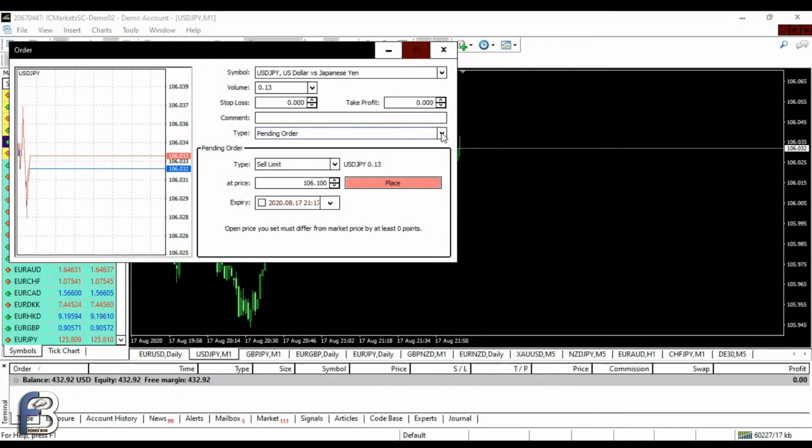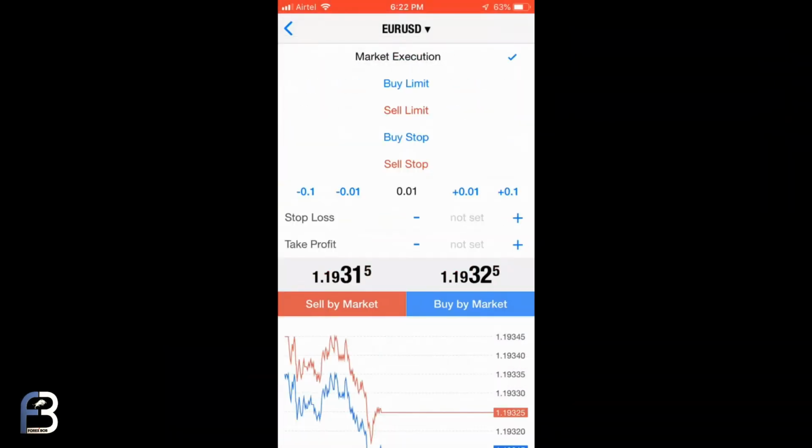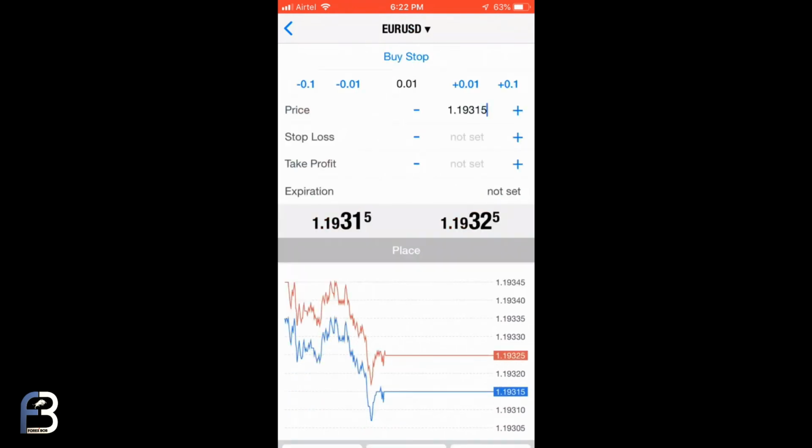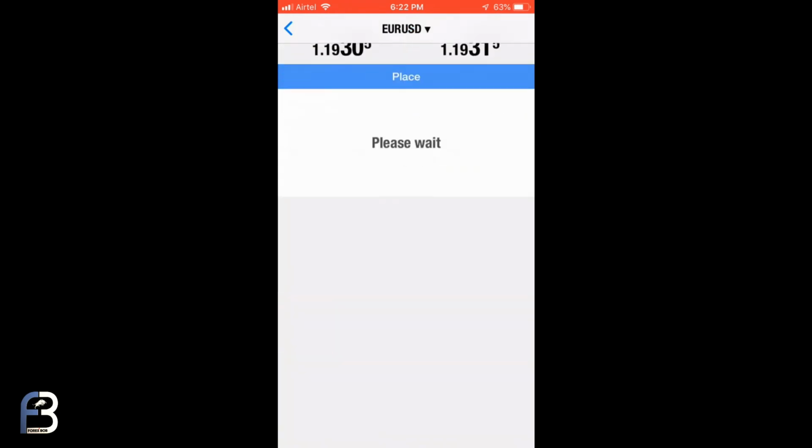For putting this type of order, you need to select pending order, then select buy stop from here, put values at which you want to enter, and place your order. For mobile, select buy stop, put values, then place the order.